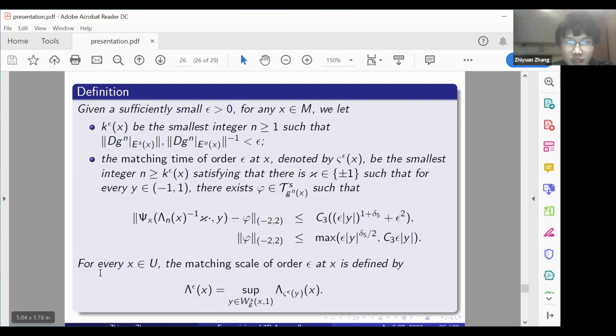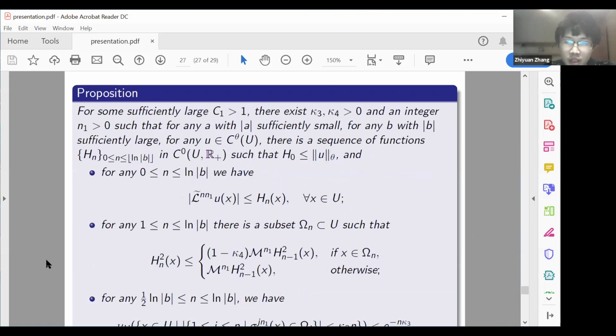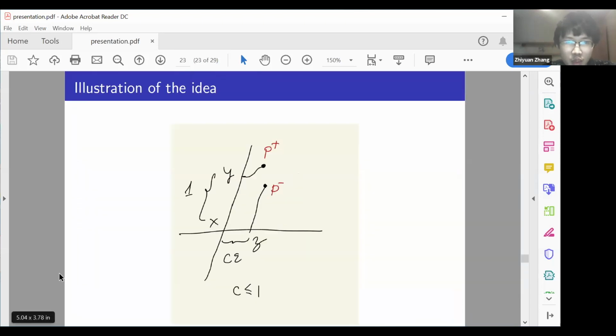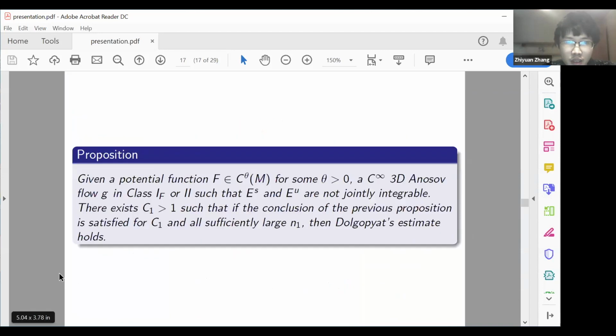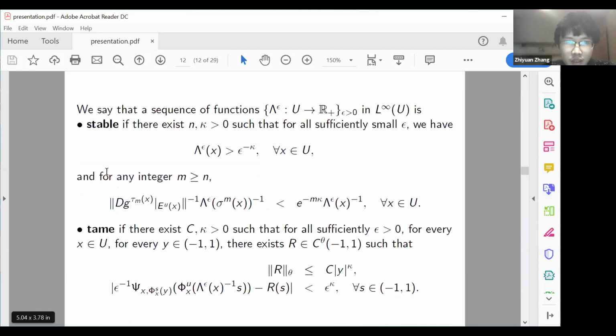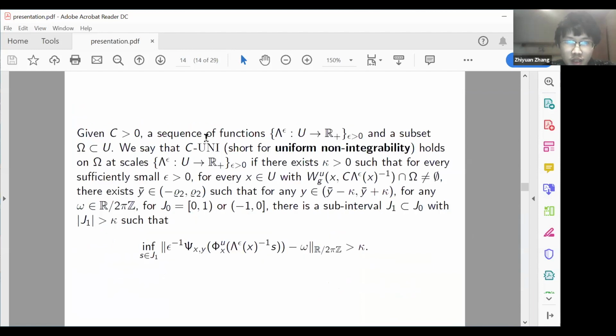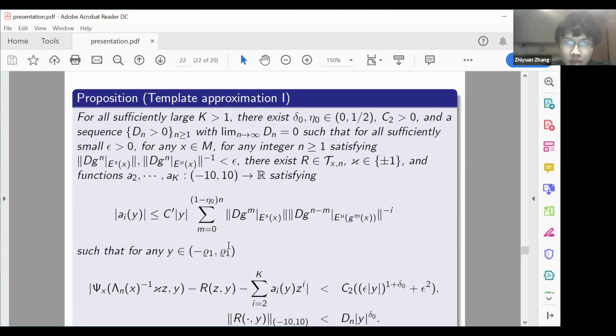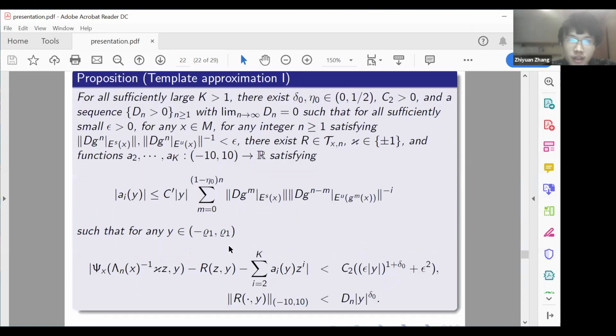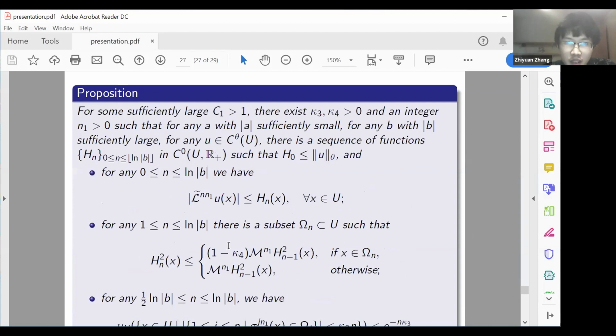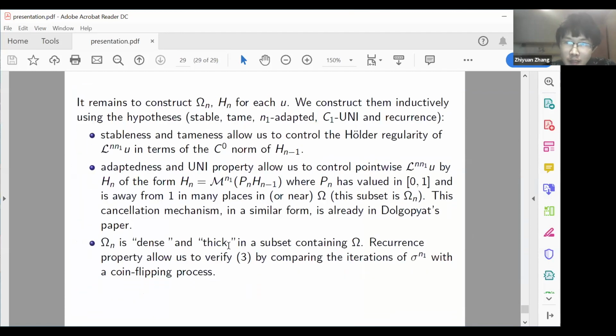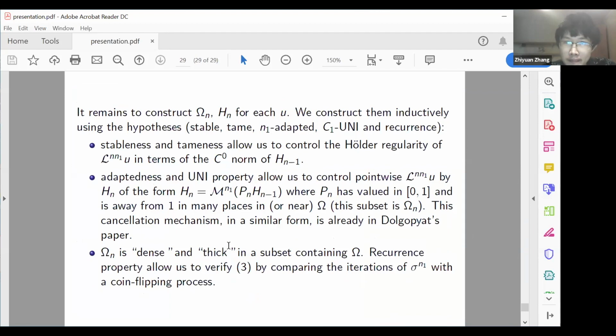After we make such a choice, we verify some properties of this temporal function. We verify all of these properties. And then we use this abstract scheme to prove exponential decay. So that is basically our talk. Thank you.